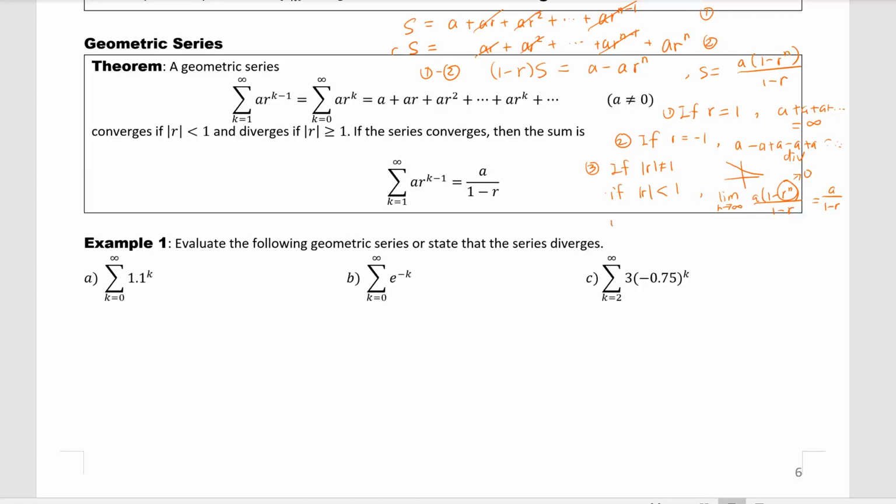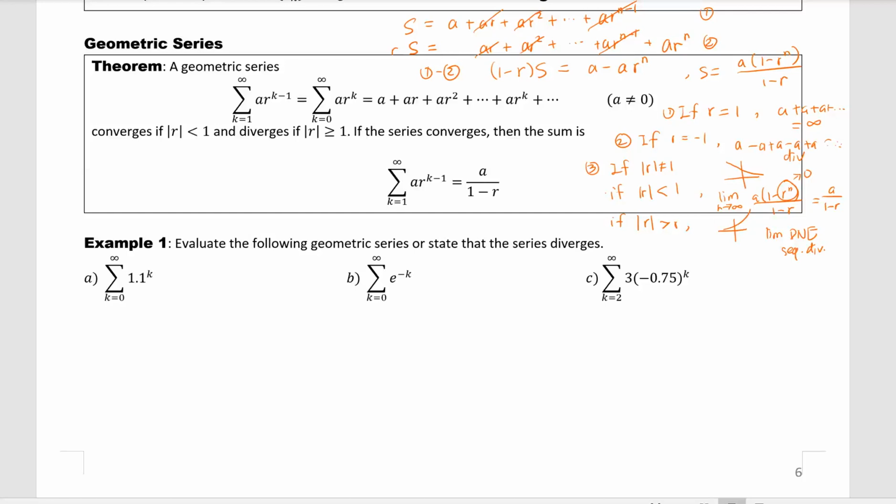And if the absolute value of r is greater than 1, then we have an increasing exponential function. So it will go to infinity. That's why the limit diverges. The limit does not exist. We say the limit does not exist, then the series diverges.